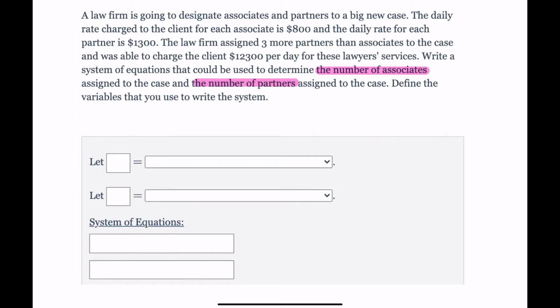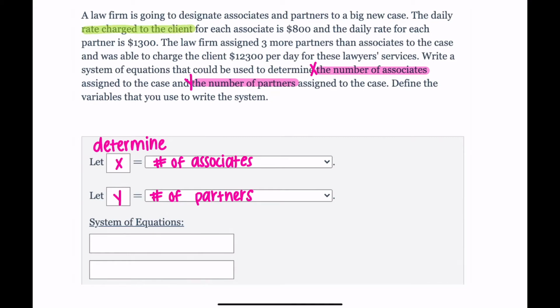So we need to define those variables because that's what we need to determine. So X is going to be the number of associates and Y is going to be the number of partners. Now let's see what we know so that we can start writing our 2 equations. We know that the daily rate charged to the client for each associate is $800 and the daily rate for each partner is $1,300. So that's enough for 1 equation, almost.